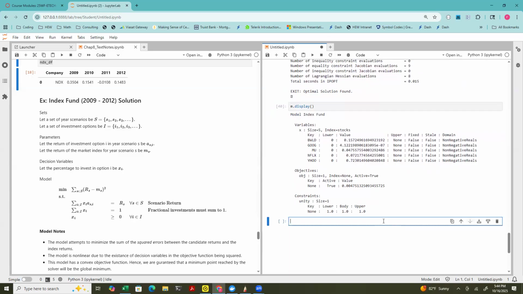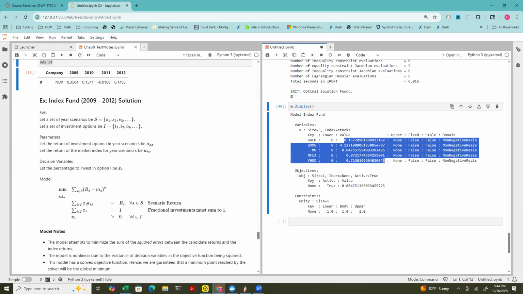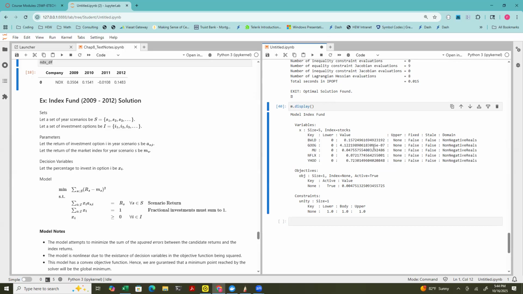All right, so what is this telling us? Well, this objective here is the sum of the squared differences, so it's a little bit harder to interpret. But the biggest thing is it's telling us how best to distribute the funds across those stocks. Google, for instance, is times 10 to the negative 7, so that's basically a 0. It's saying take about 15% and put it in Buffalo Wild Wings, about 5.8% in MU, Netflix is 7%, and most of it you can see is down here in Yahoo at 72%.